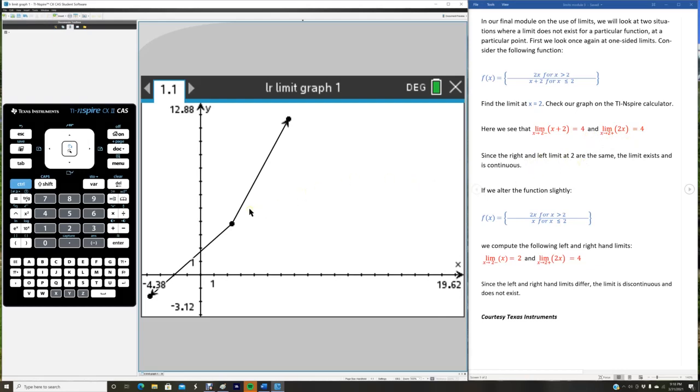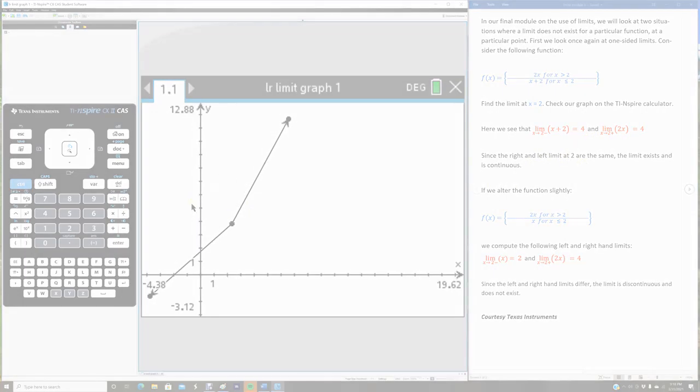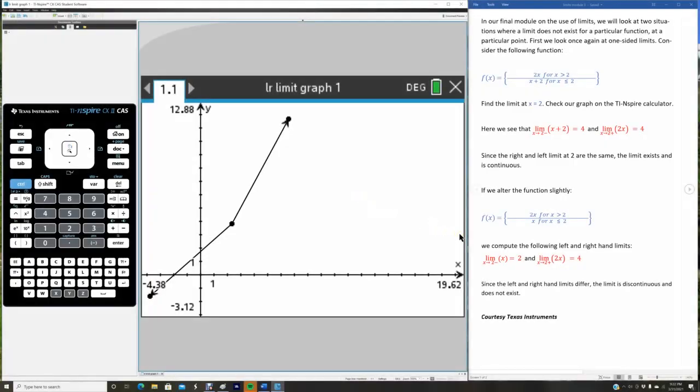We can see this displayed on our TI-Nspire calculator. Now, if we alter the function slightly so that it still remains 2x for x greater than 2, but x for x less than or equal to 2, and we compute the following left and right hand limits at x equals 2. Approaching 2 from the left, the limit of x equals 2. Approaching 2 from the right, the limit of 2x is 4. So we can see here that the left and the right hand limits differ. The limit is discontinuous and does not exist.